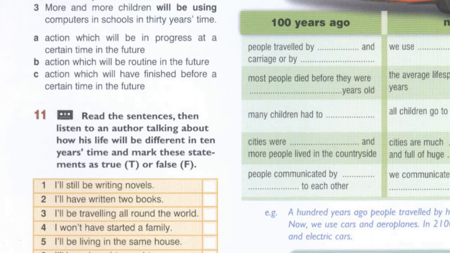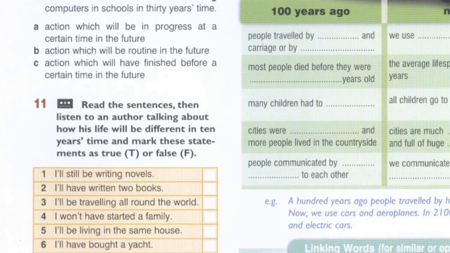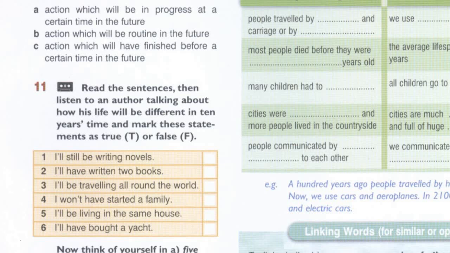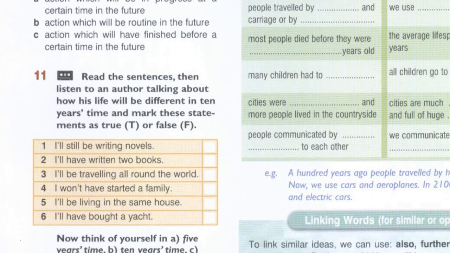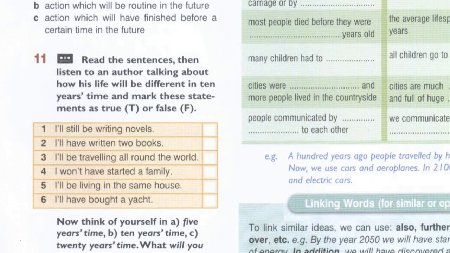Now, let's move to exercise number 11. In exercise number 11, you're supposed to read the sentences and then listen to an author talking about how his life will be different in 10 years. We are supposed to find out how his life will be different in 10 years' time and mark the statements as true or false. Okay, so listen to the audio.